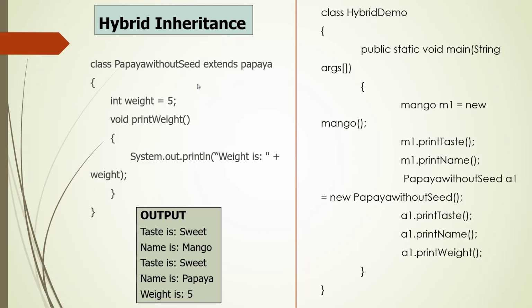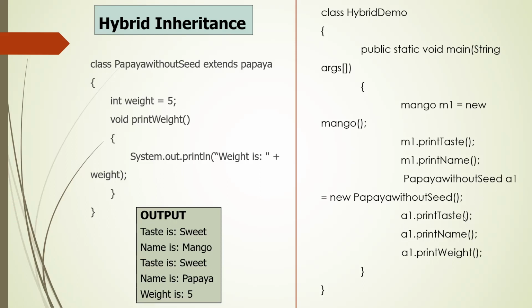Then for papaya, we have another level of inheritance, papaya without seed. So in this main method, for papaya without seed, weight is 5 kg. In the main method, we create an object for mango. We are printing the taste and the name. It will print taste is sweet, name is mango. Again for papaya without seed, we create object A1.